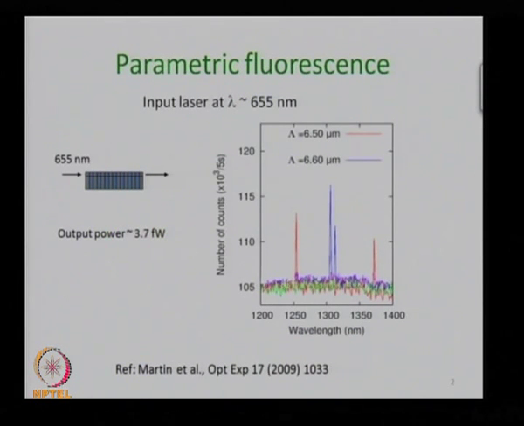So if you change the period of this quasi-phase matching, you can generate different pairs of photons coming out. Please note the power levels, femtowatts, very, very low generation powers. This is called fluorescence, parametric fluorescence. You shine light at this wavelength and out comes light at new wavelengths, which are longer wavelengths than the input light.